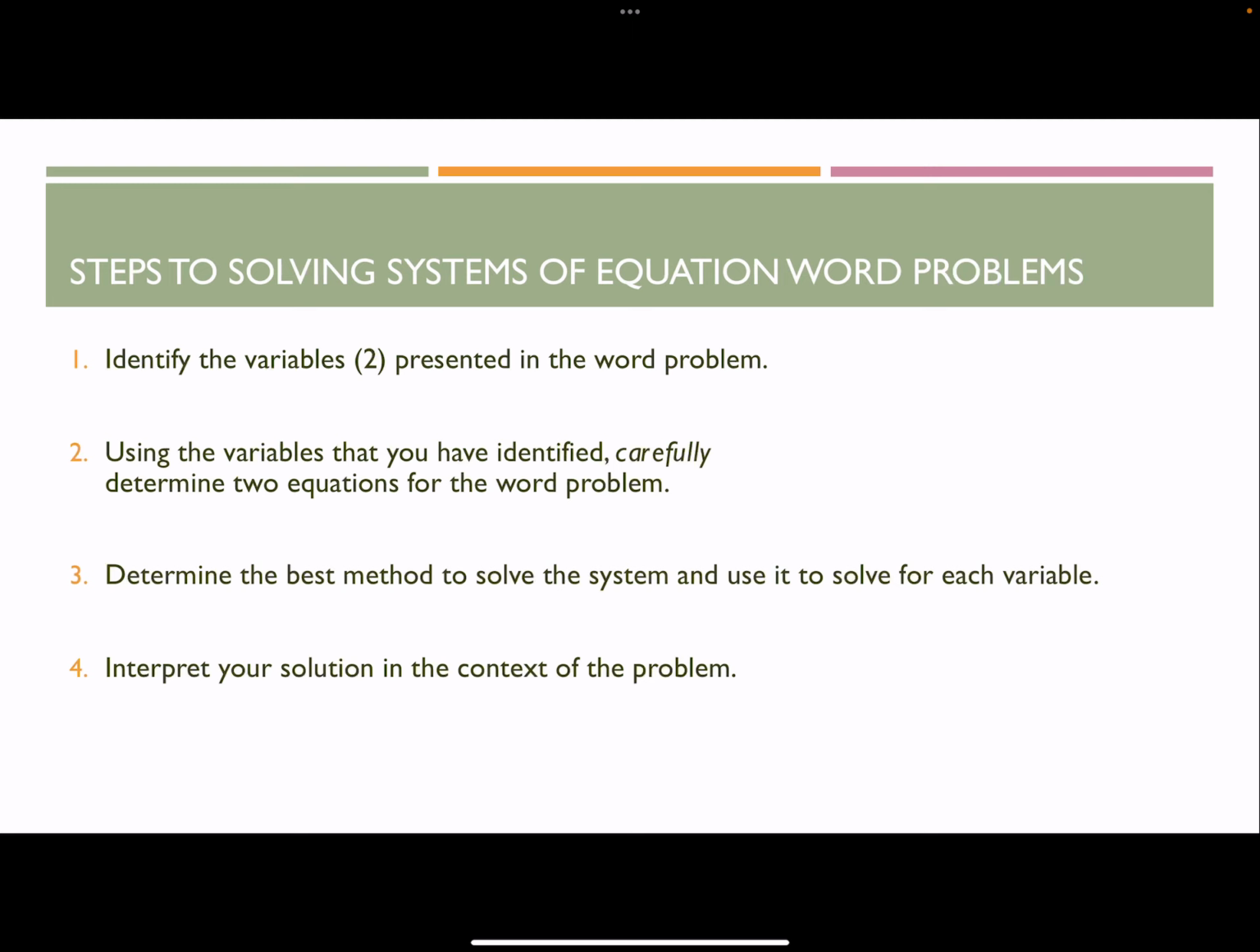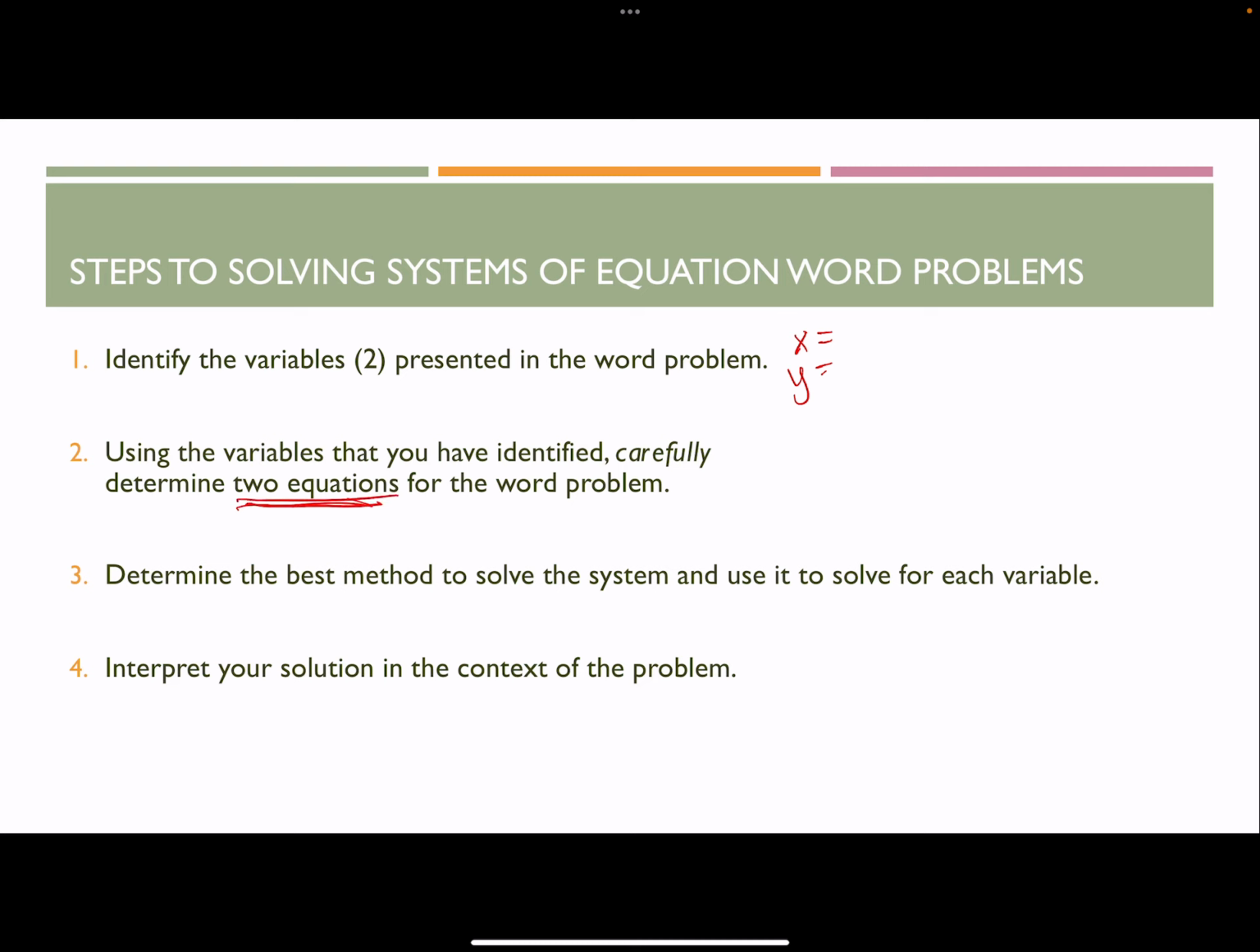Just as a quick reminder, here are your steps to solving systems of equations word problems. Like we always do, you're going to identify the two variables. So you're going to write down x equals the number of fish, and y is equal to the total price or whatever. Then, using those two variables that you've identified, you're going to write down two equations.